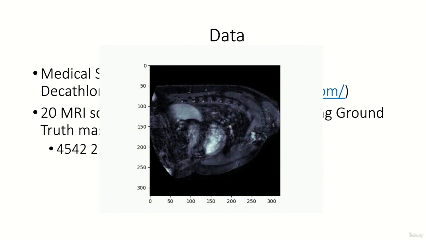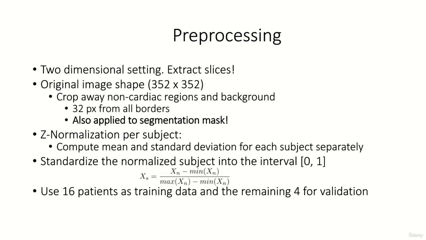Now, let us take a look at the necessary pre-processing steps. In general, there are two ways we could tackle this problem. The first possibility is to work in the three-dimensional setting by using 3D convolutions. However, using three-dimensional convolutions is extremely memory-hungry and computationally expensive. Therefore, let's work in a two-dimensional setting by extracting the single slices. Our original image shape is 252 squared. However, as we are only interested in the cardiac regions, we could crop away some non-cardiac regions and the background by removing the first 32 rows or columns from all borders. Please note that you also have to crop the segmentation mask.